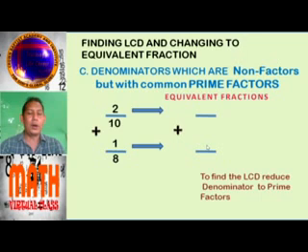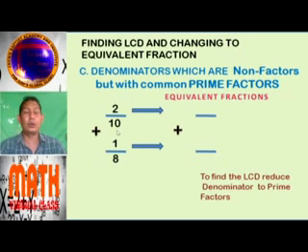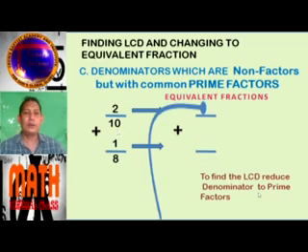Okay? So, for example, we have here 2 over 10 and 1 over 8. Now, of course, definitely, in our multiplication table, we cannot find any number that can be multiplied by 8 so that it will become 10. So what will you do? To find the LCD, reduce the denominators to prime factors.